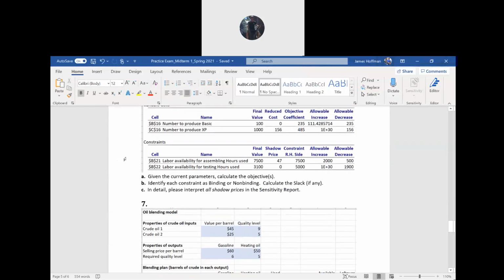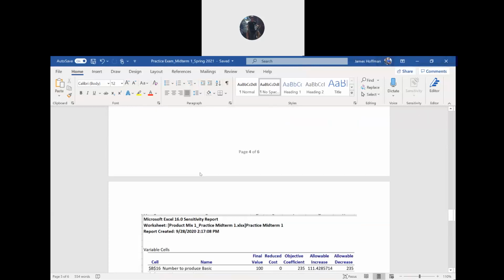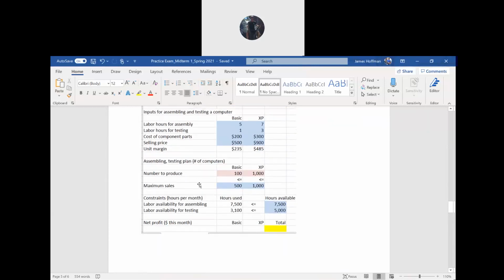Okay, so now part A, given the current parameters, let's calculate the objective. So this is up here. So the objective is net profit, and your profit is the sum of what you get from selling the basic computers and what you get from selling the XP. So the total profit is the sum of the two.